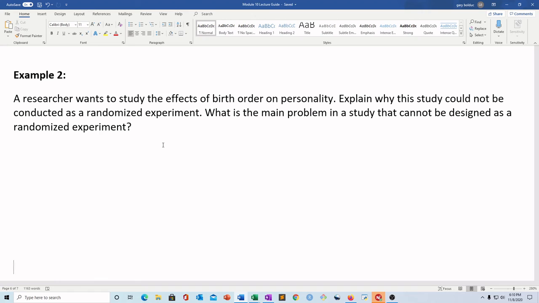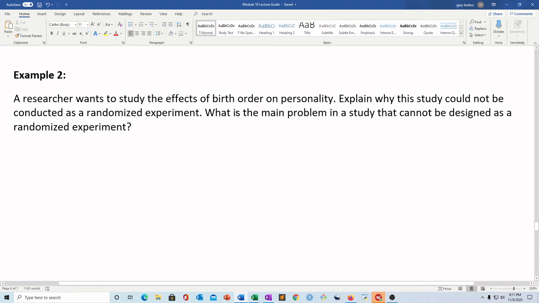Okay, let's look at example 2. In this one, a researcher wants to study the effects of birth order on personality. So this is something you can find that people have attempted to study. And so we have to explain why this study could not be conducted as a randomized experiment. So my claim here is that this researcher cannot do a randomized experiment here. So we've got to think about this, right? We want to understand how birth order affects personality.